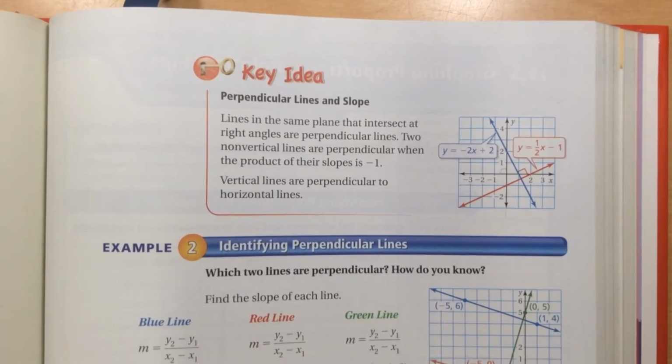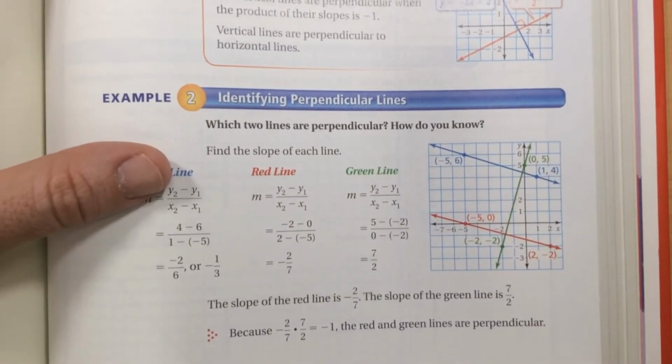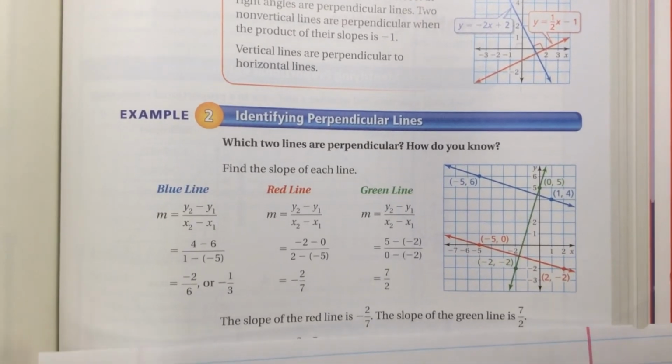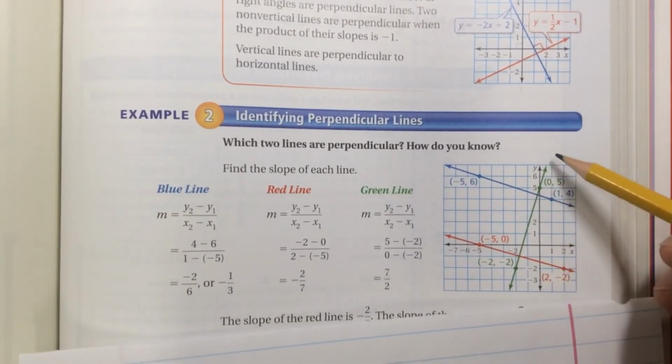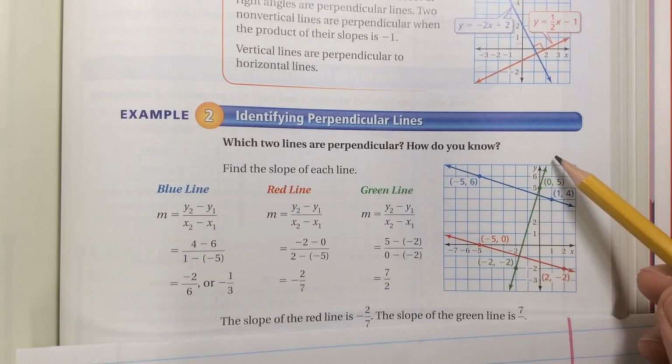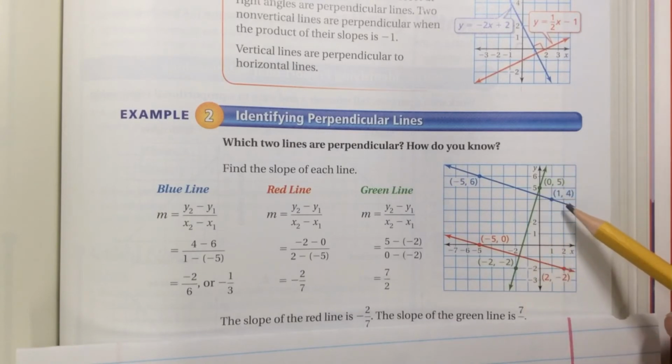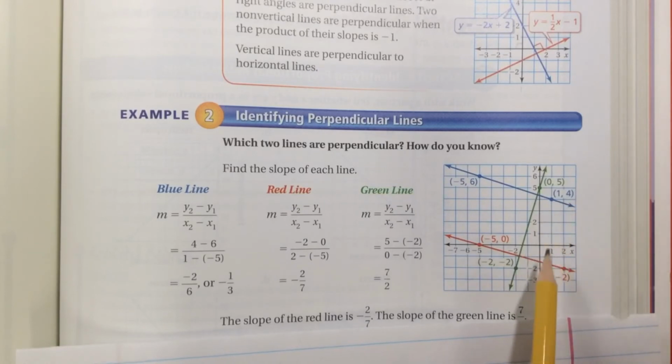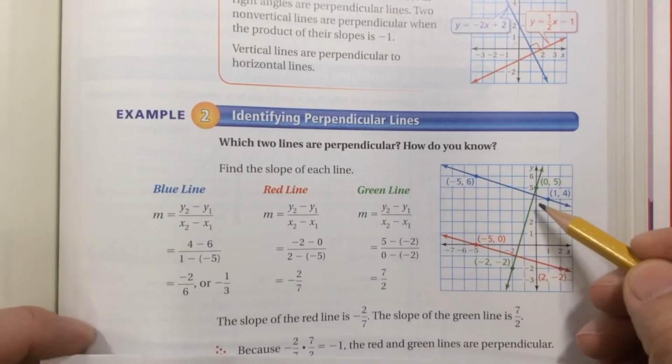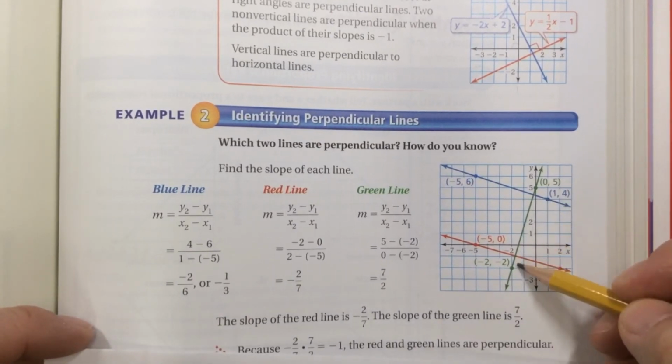So let's take a look at this one right here. Which two lines are perpendicular? How do you know? Well, you know it's going to be the green and the red or the green and the blue. It would definitely not be the blue and the red. They're not going to cross at a right angle. They'll probably cross about a mile down that way somewhere, but who cares? We just know it's going to be either the green and the blue or the green and the red.